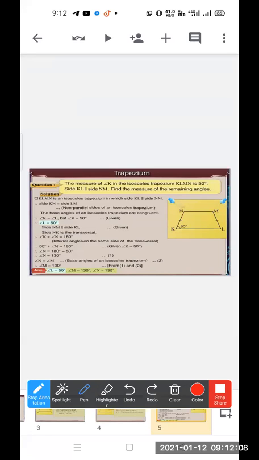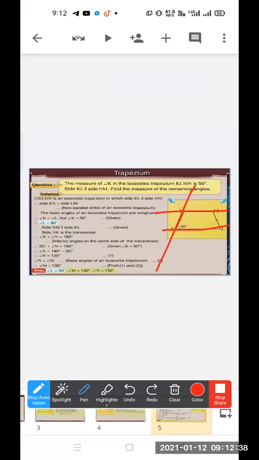Similarly, side NM is parallel to side KL, because it is a trapezium, which means one pair of opposite sides will be parallel. It is given. The reason is given. And side NK: here we have to consider NK as the transversal. NM and KL are the parallel sides, and NK is the transversal.